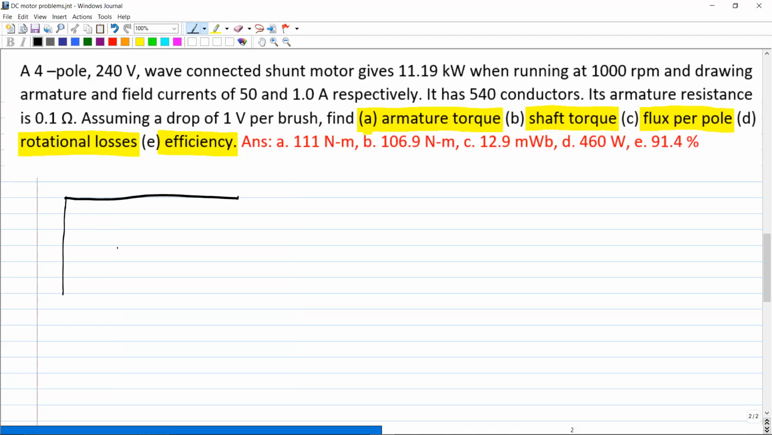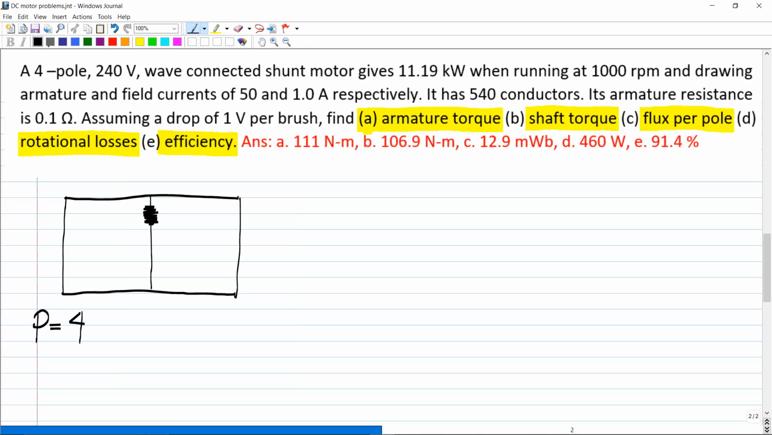Based naman sa nabasa nating sentence, we have a DC shunt motor. So let us prepare the diagram of our DC motor. Sa ating armature branch, nailagay natin dito ang armature resistance. Pero sige, basahin natin ulit. Isa-isahin natin yung given. So, a 4-pole, ilista natin sa ilalim yung mga hindi natin mailalagay sa diagram.